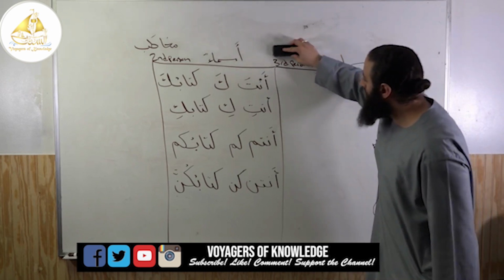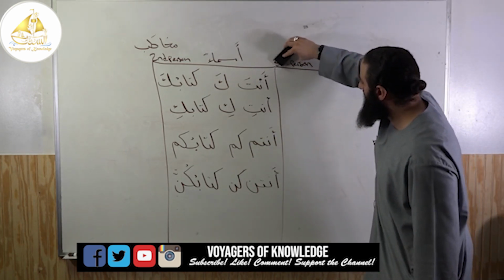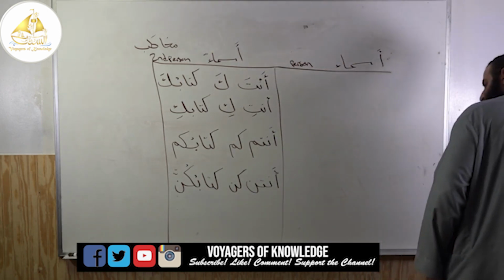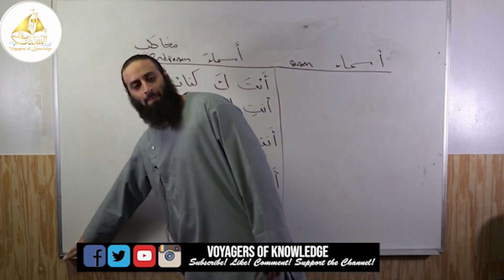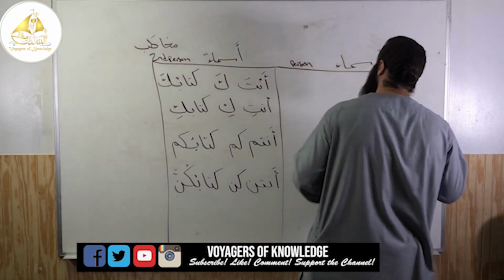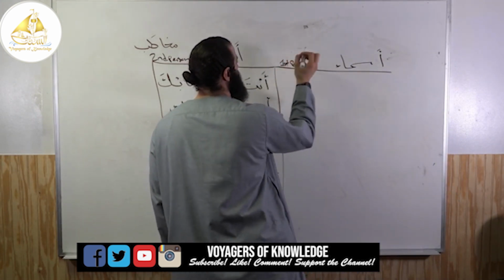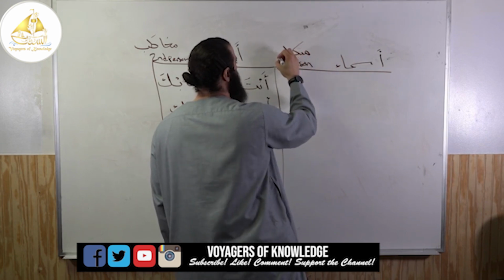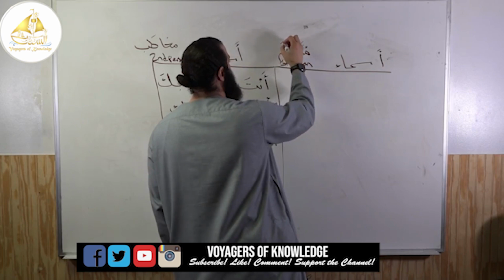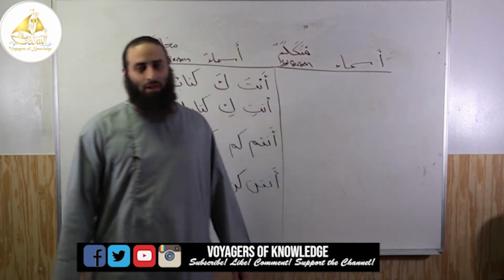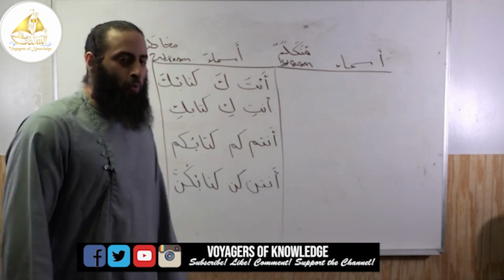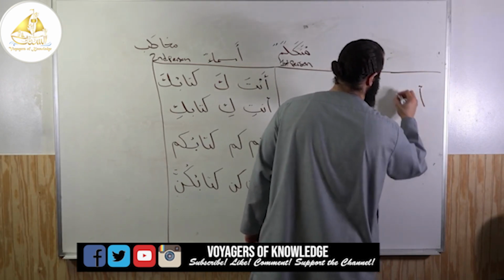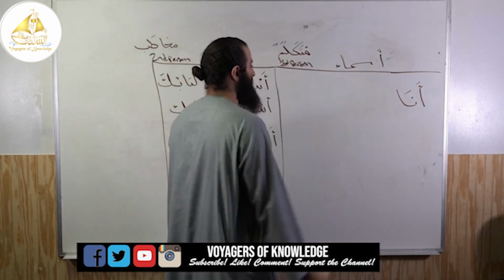We're still taking asma, but we are no longer taking third person. We're taking first person. In first person, there's only two you've got to worry about. First person, known as mutakallim, mutakallimun. What's the dhamir for I? Ana. Ana. Kitabu.